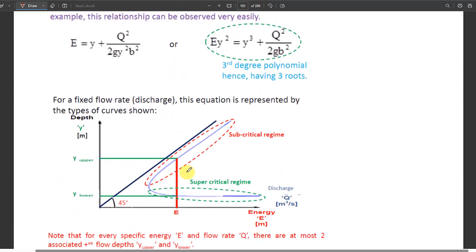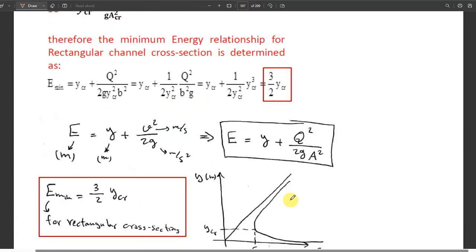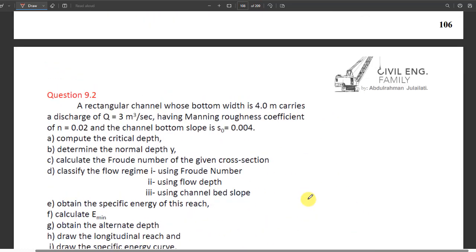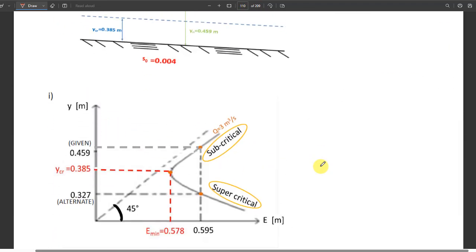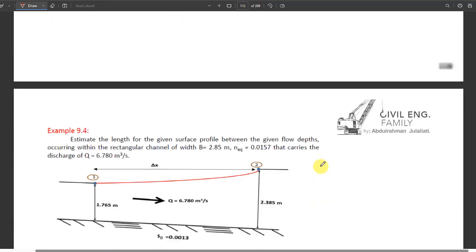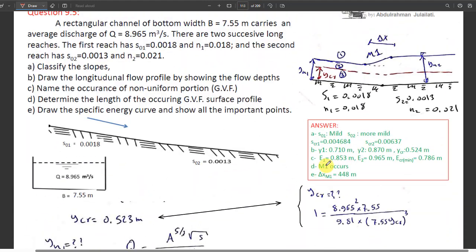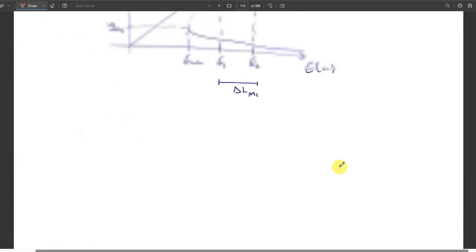About drawing energy curves, I think this lecture became too much for drawing the energy curves also. We should discuss this one later, hopefully. This is chapter 9, but yes, we will discuss it later. Energies.